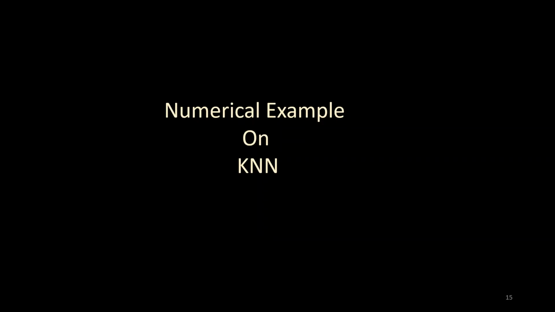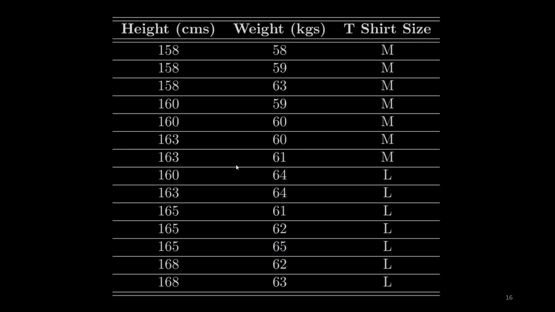In this lecture, we are going to solve a numerical example on KNN. This is my data set for the numerical example on KNN. In the first column, we have the height of the customer. Then in the second column, we have the weight of the customer. And in the third column, we have the t-shirt size. So this data set is about t-shirt size. We can see that in the t-shirt size, we have two kinds of labels, that is M and L. So this column is our label of the data set, or our target variable.